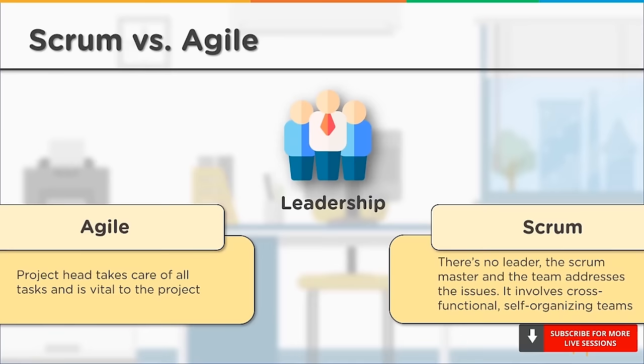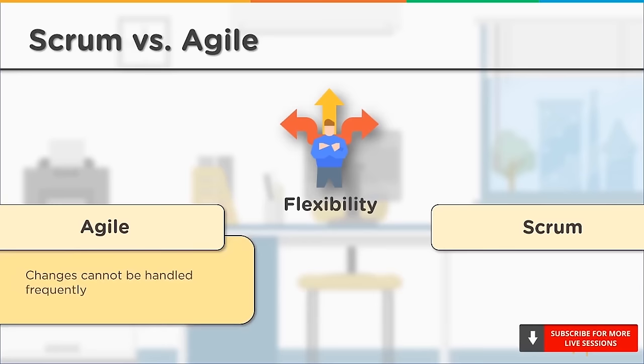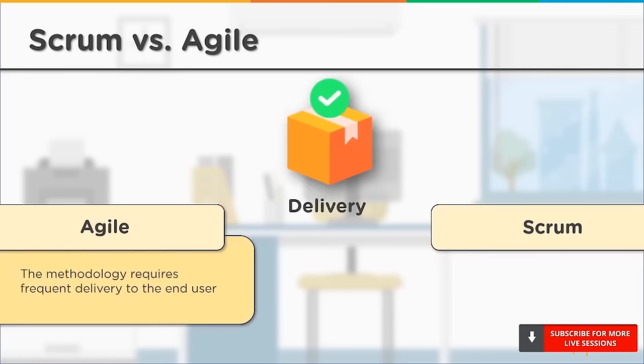Next up, we have flexibility. Agile is relatively more rigid than Scrum and cannot handle changes with ease. It also requires a lot of upfront development process and changes within the organization. With Scrum, you can enable teams' delivery. Agile requires frequent deliveries so that they can get feedback from the end user. This in turn will help make the product better.